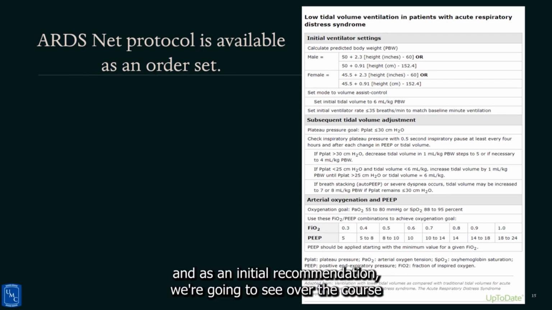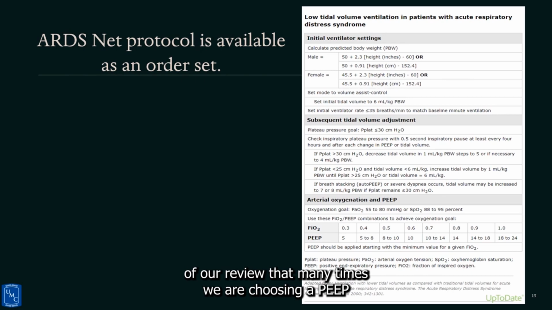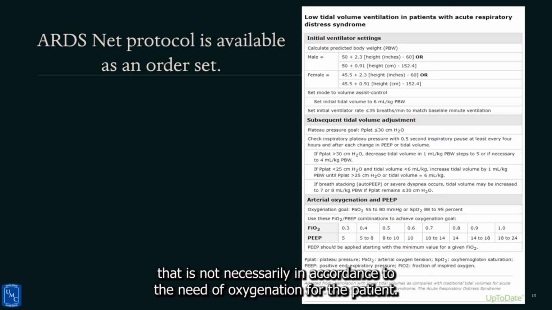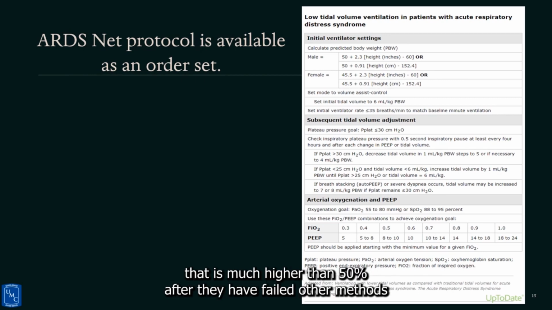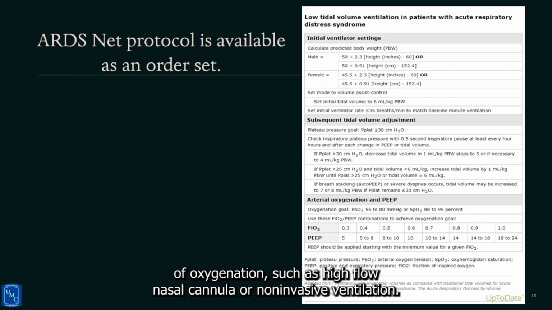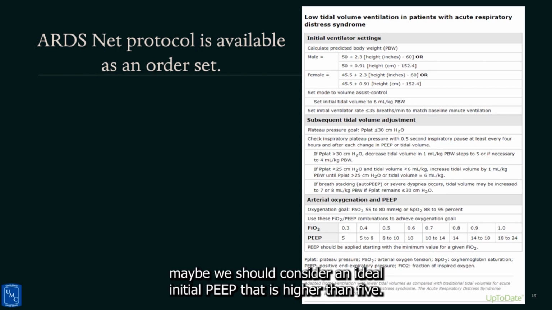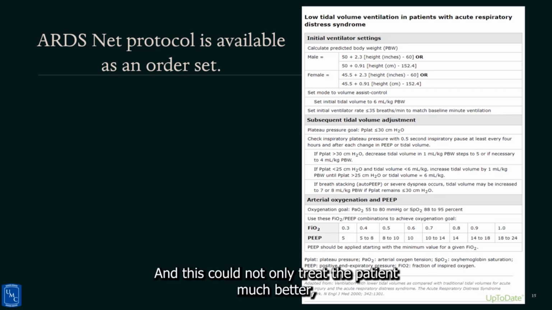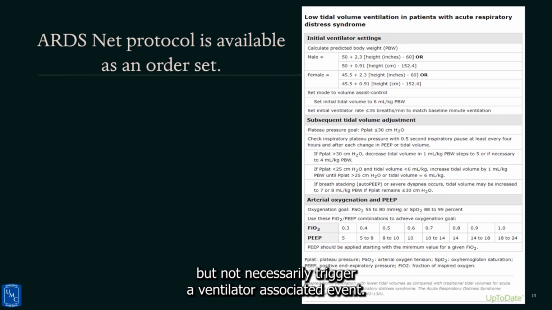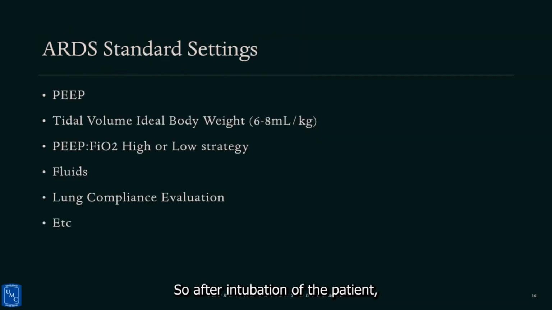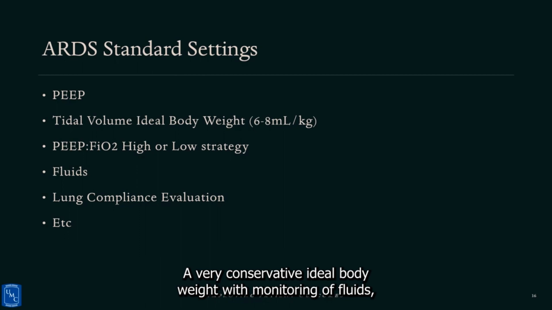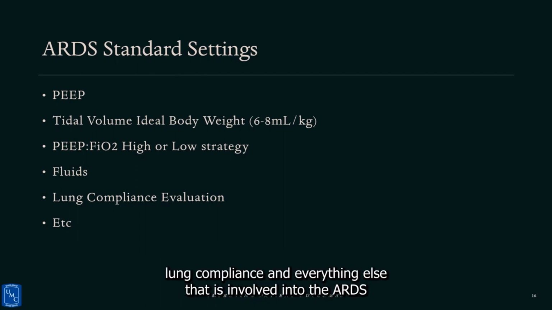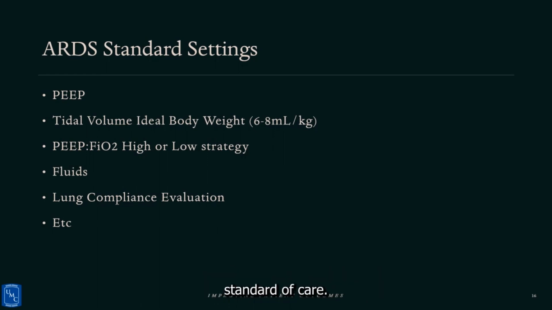As an initial recommendation, we're going to see over the course of our review that many times we are choosing a PEEP that is not necessarily in accordance with the oxygenation needs of the patient. If we intubate a patient, many times we're intubating them with an FiO2 that is much higher than 50% after they have failed other methods of oxygenation, such as high-flow nasal cannula or non-invasive ventilation. So for those patients, maybe we should consider an ideal initial PEEP that is higher than 5. This could not only treat the patient much better, but not necessarily trigger a ventilator-associated event. So after intubation, we should choose our PEEP, hopefully according to the guidelines, with a very conservative ideal body weight, with monitoring of fluids, lung compliance, and everything else involved in the ARDS standard of care.